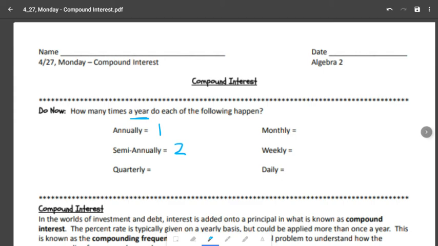Quarterly, if I took a year and I broke it up into quarters, I would have 4 quarters. So in a year, it would happen 4 times. Monthly, if I took a year and I broke it up into months, there would be 12 months. Weekly, there are 52 weeks in a year. And daily, we assume it is not a leap year. We would have 365.